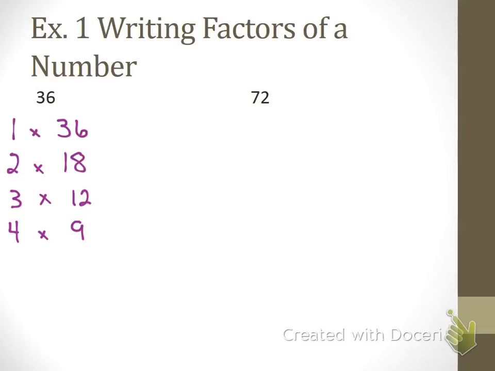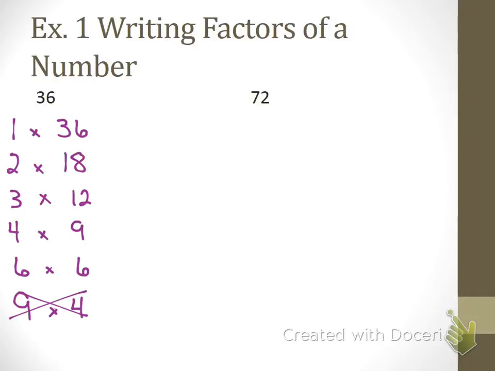5? Nope. 6? Yes, 6 times 6. 7? Nope. 8? Nope. 9? Yes, 9 times 4. Except now, didn't I already write that? 4 times 9? So as soon as my factors start repeating, I don't need that one because I already wrote 4 times 9. I know that I've completed my list of factors.